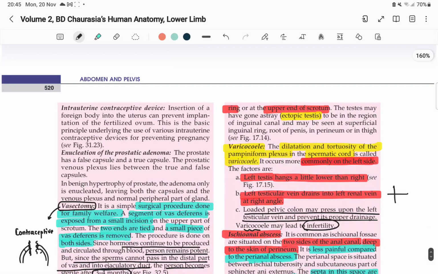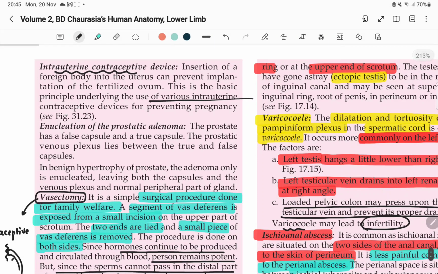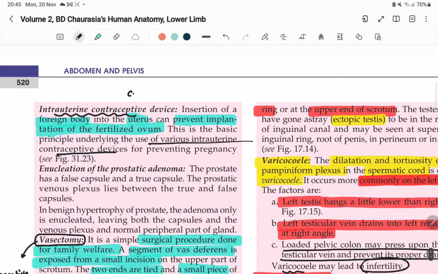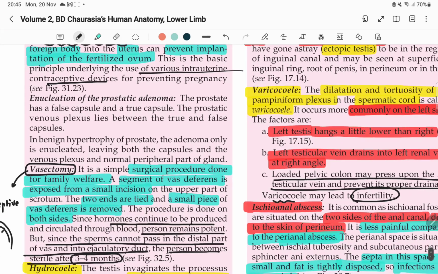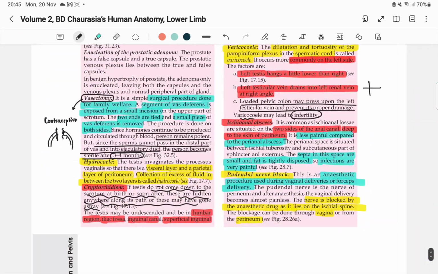And then intrauterine contraceptive devices. This is the basic principle underlying the use of various intrauterine contraceptive devices: a foreign body is inserted into the uterus, which can prevent implantation of the fertilized ovum. Like the copper T and the multi-load, these are all IUDs, which can be used as contraceptive devices. Understood? So this completes all your clinicals from BDC itself.